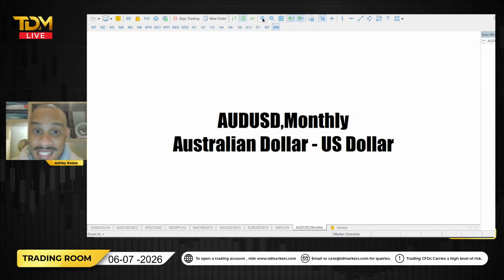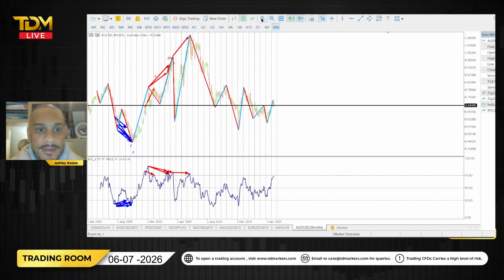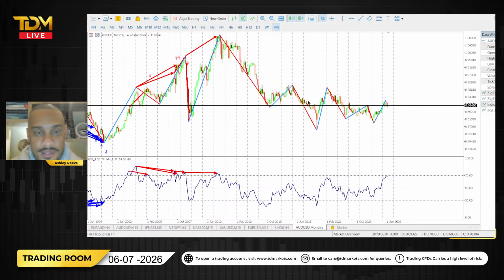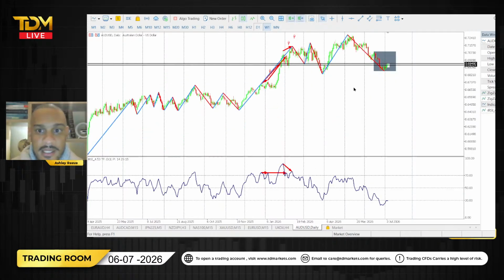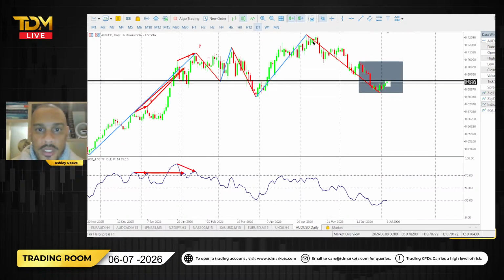I want you to see this. Look at this. That's the monthly chart. Now look at that entire movement. There is no way I'm trading this. It's not relatable. It's not realistic today. So if I go down to the weekly, look at that small little block there. Look at the daily. Small little block. That's all I'm looking to trade. I'm not looking to trade it all the way till here.